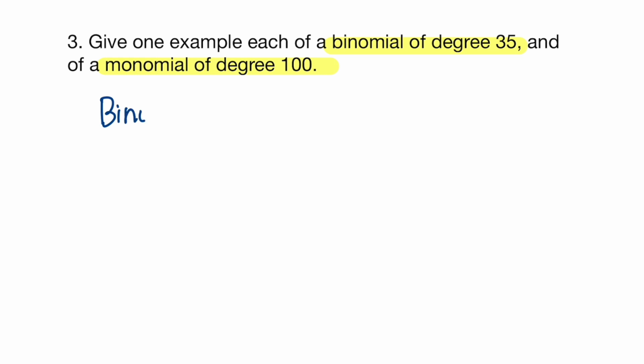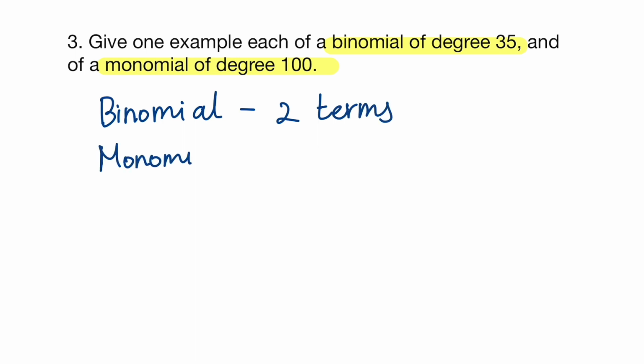So binomial is basically, you guessed it right, two terms, and monomial is only one term. Okay, so you're supposed to generate expressions with two terms and one term, having a degree of 35 and 100 respectively. Okay, so let us first give an example of a binomial, right? For a binomial, it has to have two terms, right? So let me just take the first term.